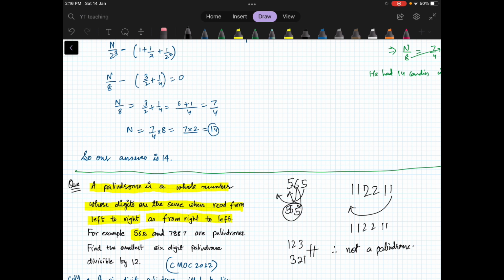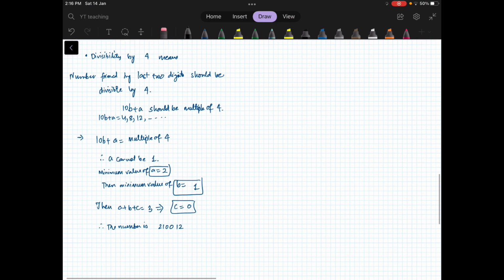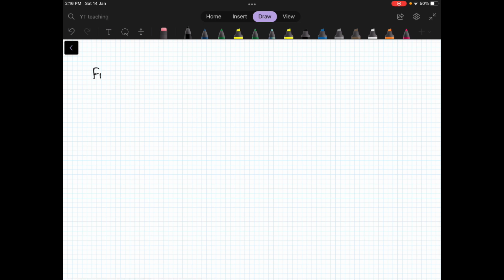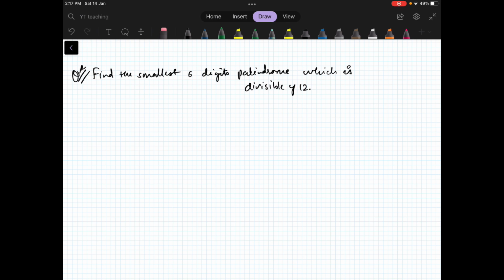Okay, so now they are saying find the smallest 6-digit palindrome divisible by 12. So what is the question? Find the smallest 6-digit palindrome which is divisible by 12. Now if you look at this problem, can you think what should be your first step, like how we should start this problem? Because there are students who will say that when somebody tells me the solution I can do it, but I really don't know how I should start.